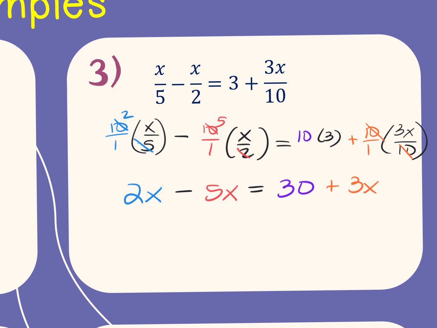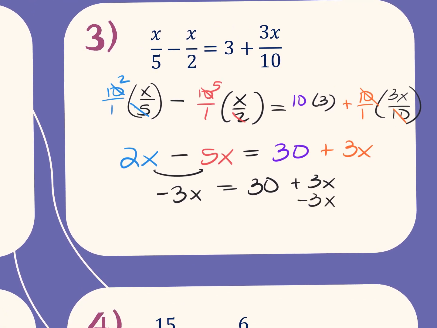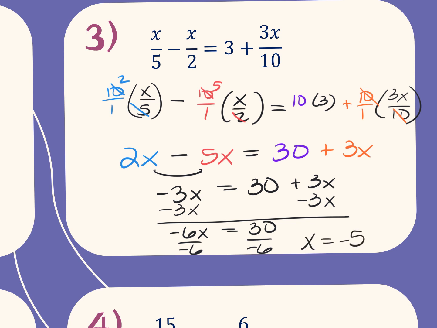Now I have variables on both sides, so I need to combine my like terms here first. So 2x minus 5x is negative 3x. And then now I'm going to move my 3x over by subtracting it, and I end up with negative 6x equals positive 30. Divide both sides by negative 6, and x equals negative 5. Again, there was no variable in the denominator, so the check here is not mandatory. So this is a good answer.